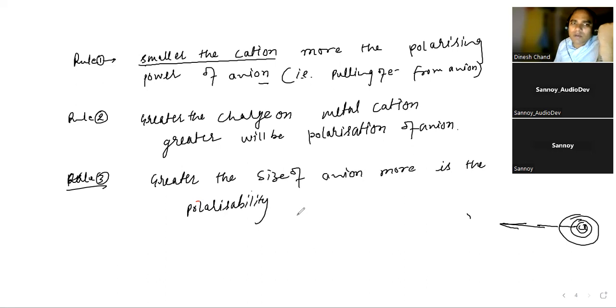Polarizability: the greater the size of the anion, the more the polarizability. It means the anion will lose its electron, so the electron will go towards the other atom and the nucleus will go to the other side.